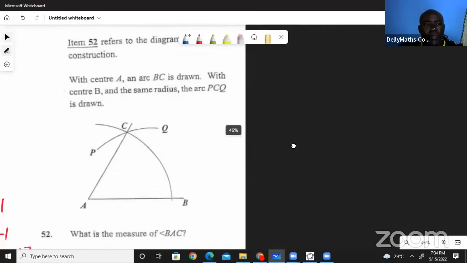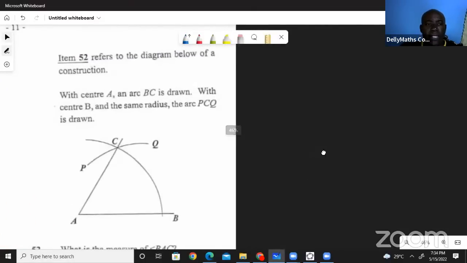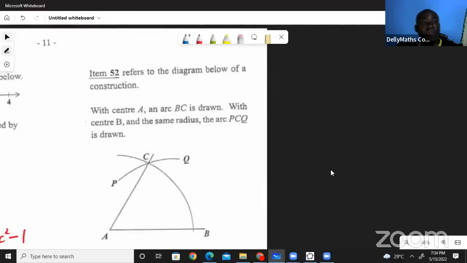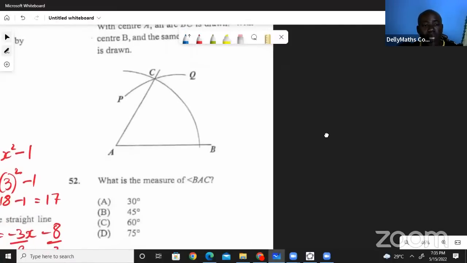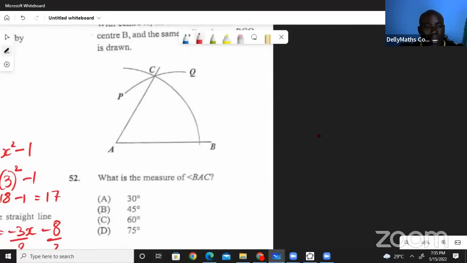Number 52, honestly, I've seen this question since about 1993. It says item 52 refers to the diagram below on a construction. With center A an arc BC is drawn, with center B and the same radius. They're asking us what is this angle here. Whenever you see this question with these two arcs swinging, it's a 60-degree construction. Always, when you see this question, just know it is 60 degrees.